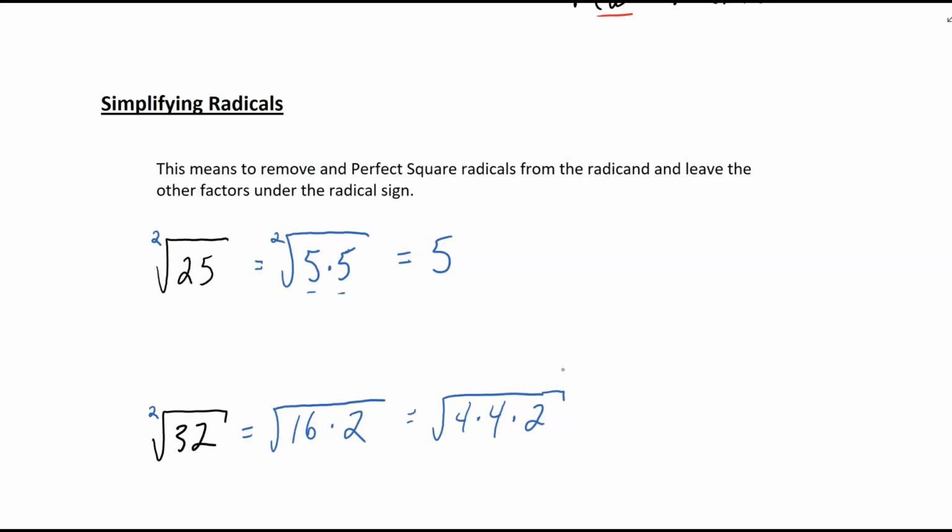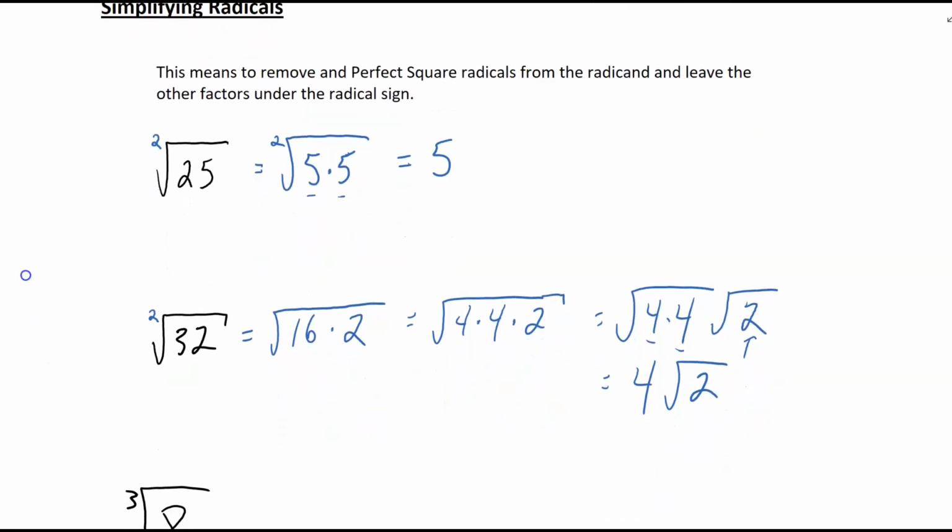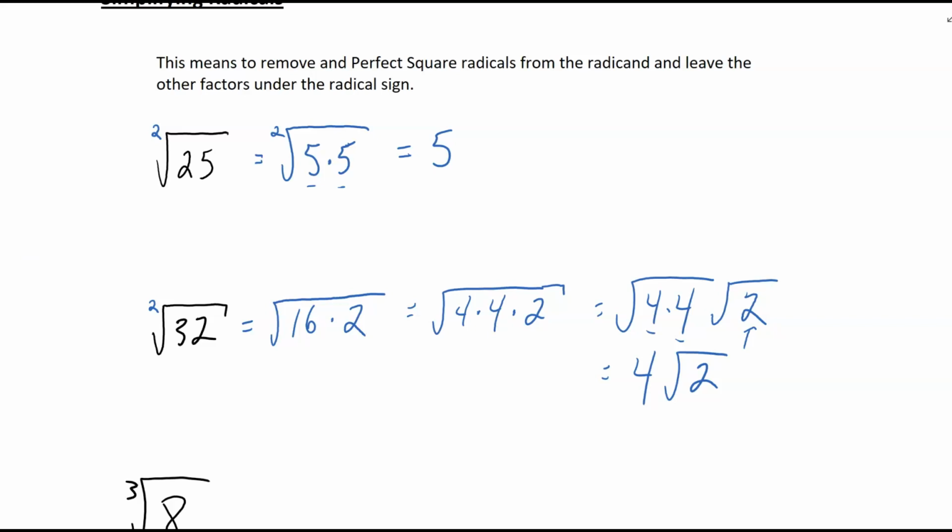Well, applying the property of radicals, we can do this part separately, and the other one can be left outside. The square root of 4 times 4 is a perfect square, so that's equal to 4. This one cannot be factored anymore, so it must stay as root 2. As a side note, this is called a mixed radical. It consists of a whole number and a radical.